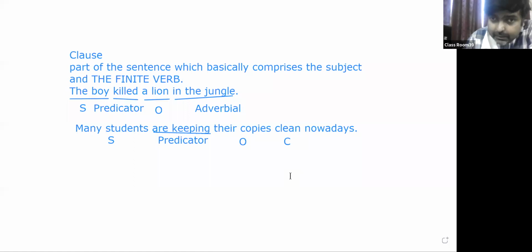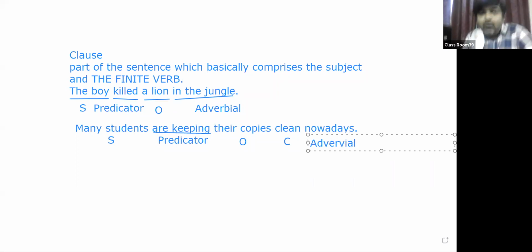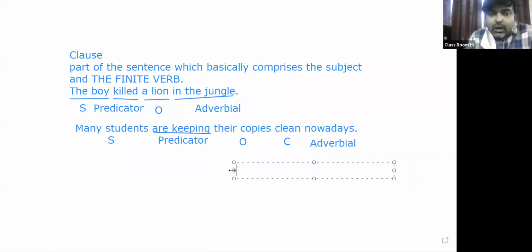Clean is a complement. Nowadays, just like in the jungle answer कर रहा था where, nowadays answer कर रहा है when. So this is an adverbial. This is where you can find your construction of different elements of a clause.